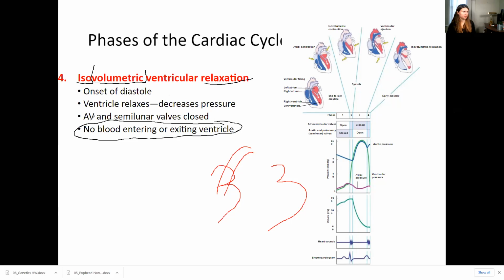During this portion, the AV valves and the semilunar valves are closed. And part of how we can know that from the name is that it's isovolumetric, which means no blood is flowing in or out. If those valves were open, we'd have blood moving somewhere. Those valves are closed because of the pressures, but also that's kind of what defines this, is that we don't have blood moving in or out.